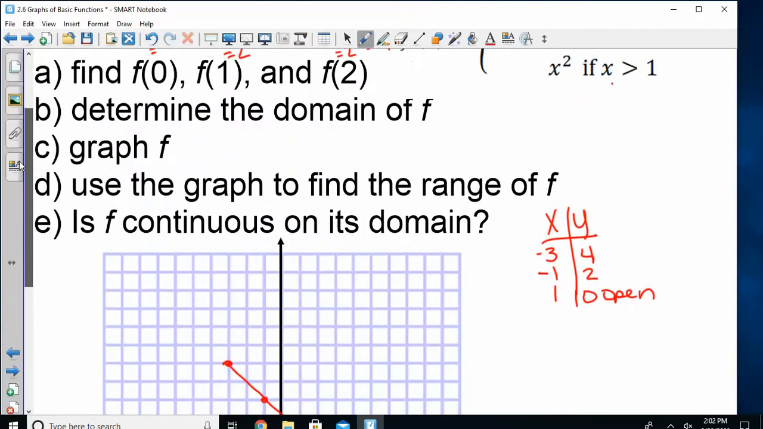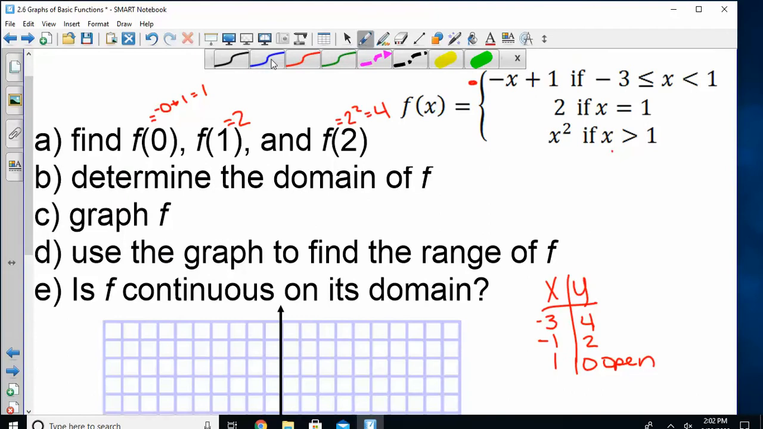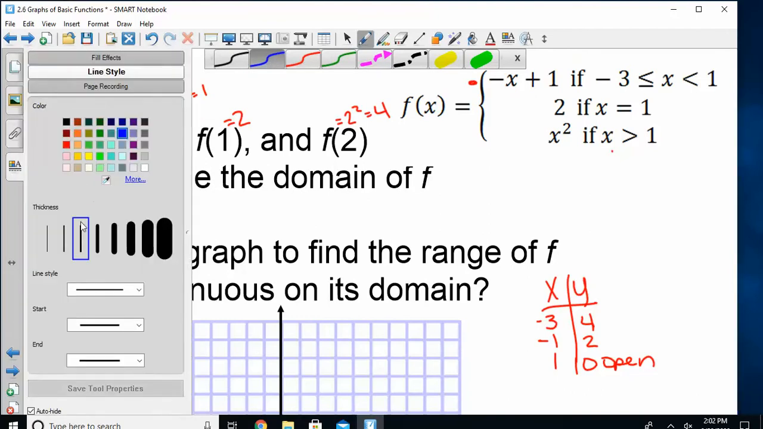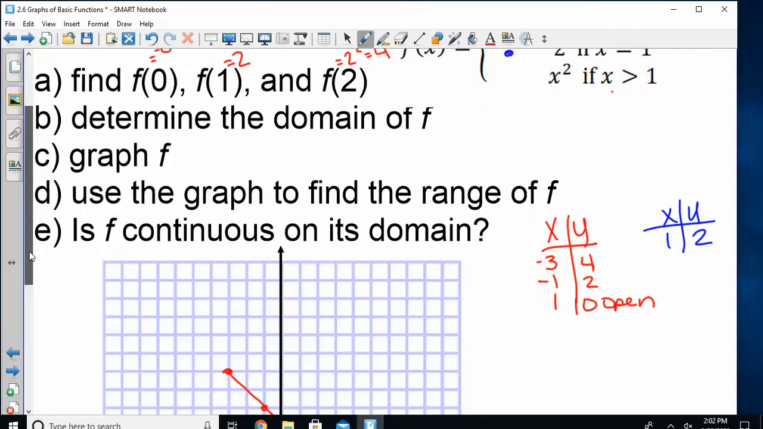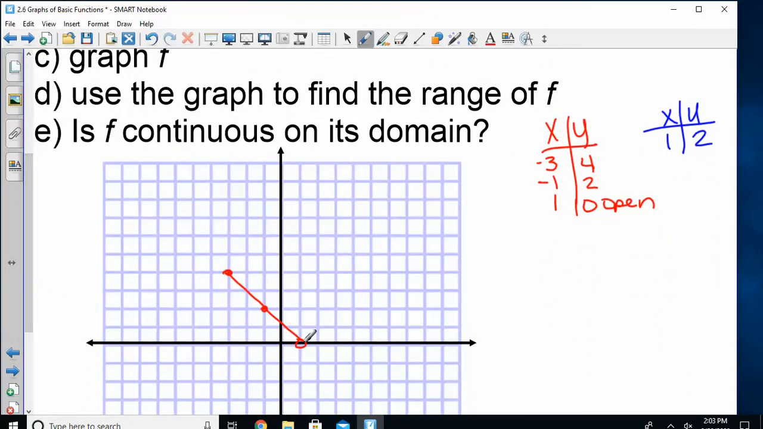Okay, second piece. What is that going to look like? 2 if x equals 1. When I make my t-chart, what can I plug in? 1. What do we get out? 2. Does it extend anywhere? No, it's just a single point. So 1, 2 is just a point on my graph.